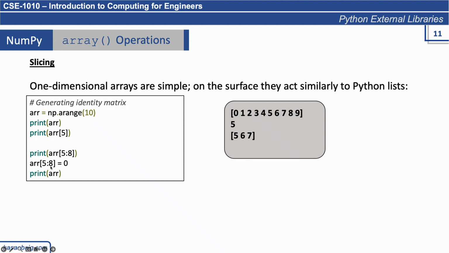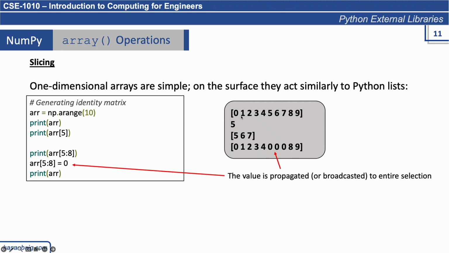So here, when this line, the array 5 colon 8, we are actually updating the values of an array between 5 colon 8. 8 is exclusive. So it will be updated with value zeros. And then when we print array, it will print this thing. So this is the reason why we say that the data is not copied. The value is propagated or broadcasted to entire selection here.